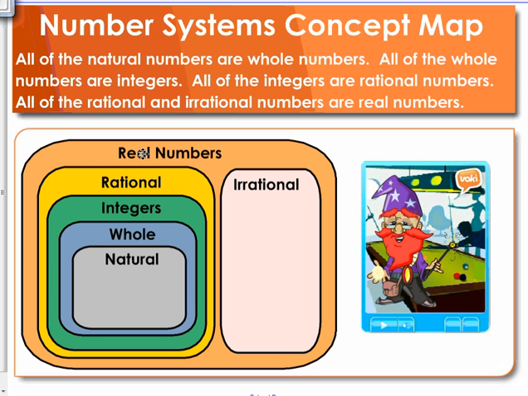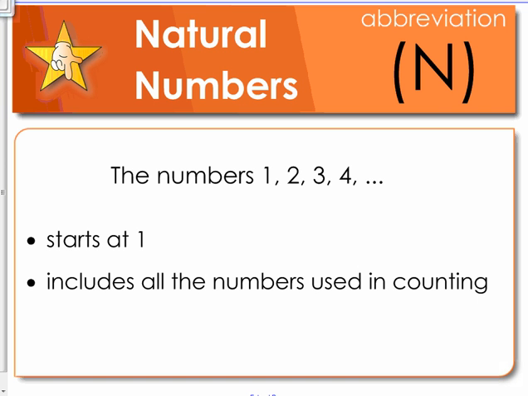All right. So this is the breakdown. This is a very general map of how this breakdown looks. So from here, we're just going to go through and talk about each of these types of numbers. So our first type are natural numbers.